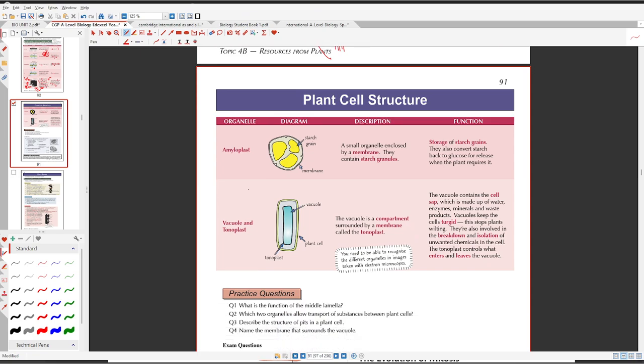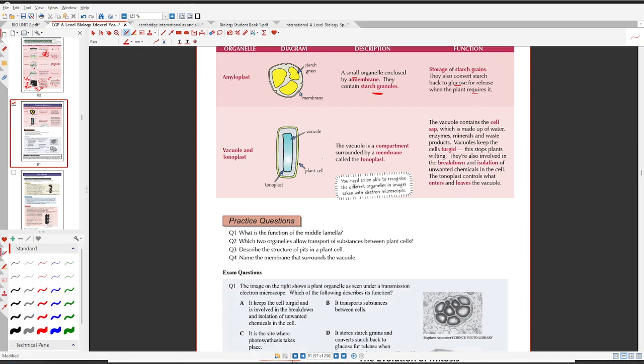Now when you go into amyloplast and vacuole and tonoplast, amyloplast is exactly what it says here. It's small, of course, and it's enclosed by a membrane. It basically just contains starch granules. Starch granules is just starch grains, just starch. Just imagine a storage of starch, and starch is used to convert back to glucose when it's needed for aerobic respiration, for energy.